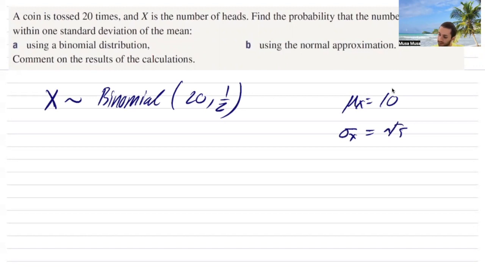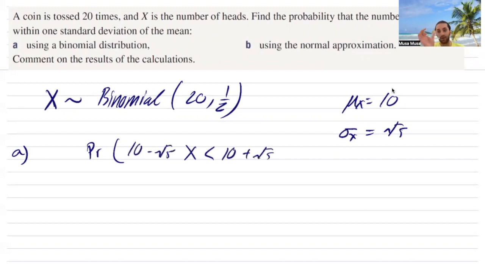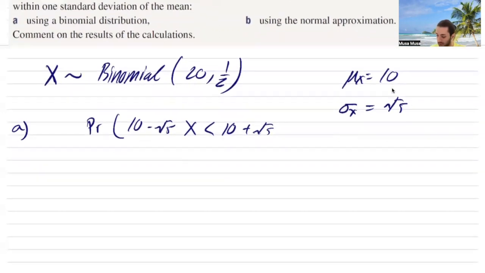A, what's the probability that X lies within 1 standard deviation of the mean? The mean is 10, so it's 10 plus root 5 and 10 minus root 5. That means you're within one root 5 of the 10. Perfect. Well, what actually are these values? 7.76.